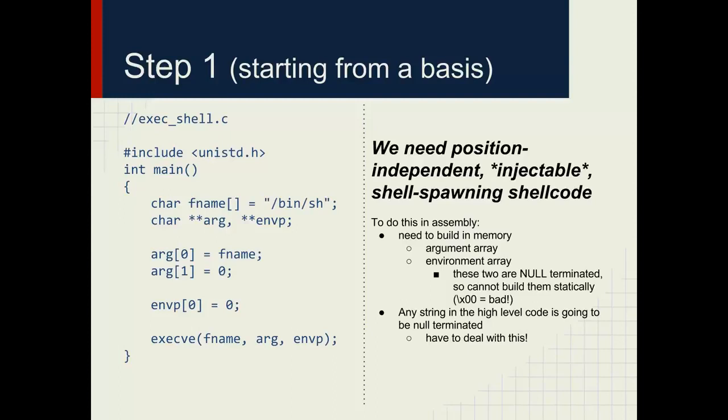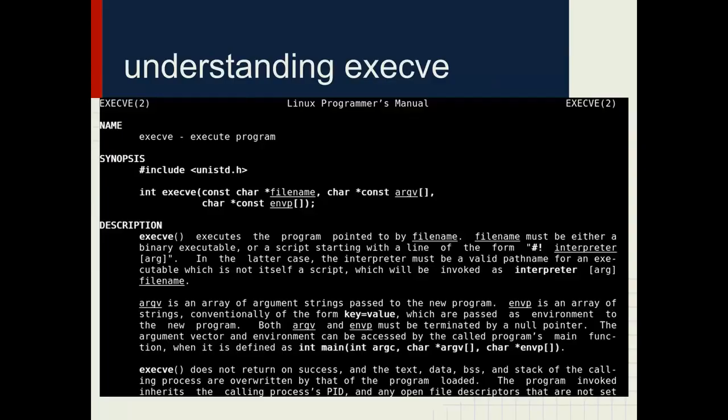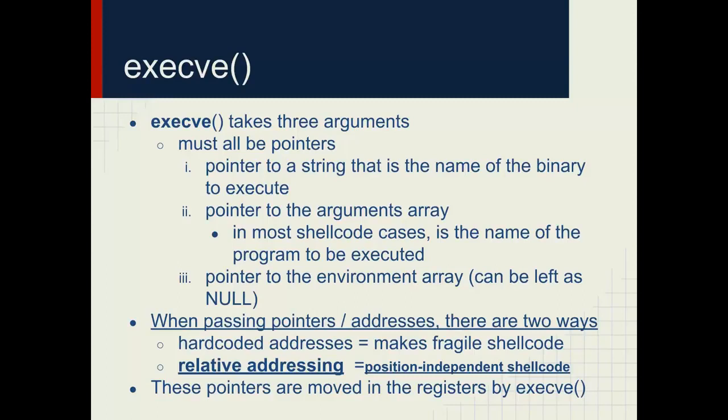So this is a difficult task, but there are ways to do it, and usually short jumps allow you to do this, and we're going to explore that just a little bit, but I don't want to get too far ahead of myself. So, like I said, execve, this is the target system call. We're going to use this to spawn a new shell. It takes 3 arguments. They must all be pointers.